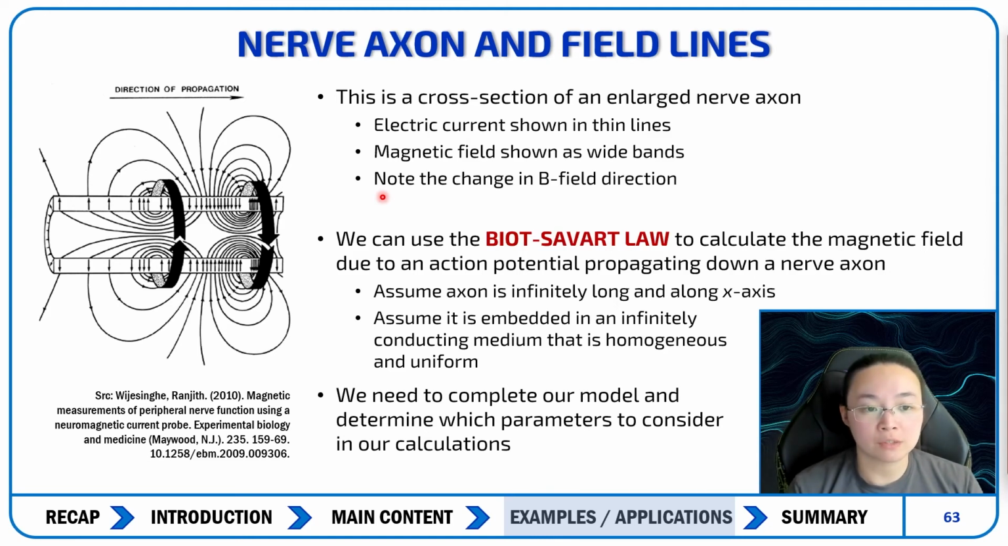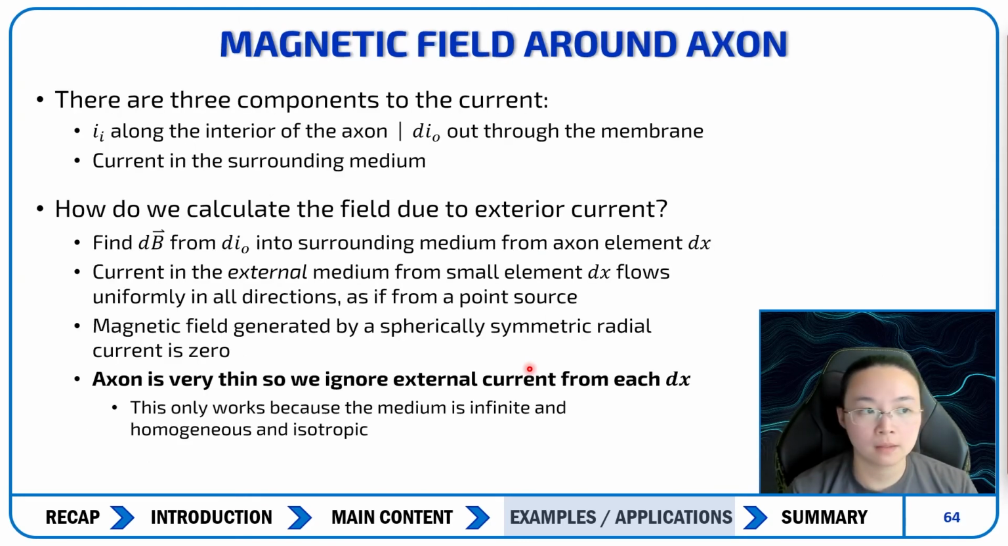So we can actually use the Biot-Savart Law to calculate the magnetic field due to an action potential propagating down a nerve axon. We're going to assume that the axon is infinitely long, once again, to make our calculations easy, and assume that it's embedded in an infinitely conducting medium that's completely uniform and constant. So what we need to do is complete our model and determine what parameters to consider in our calculations. In terms of the magnetic field around an axon, there are three components to the current that we have to worry about: the current in the surrounding medium, the current along the interior of the axon, and the small current coming out through the membrane.